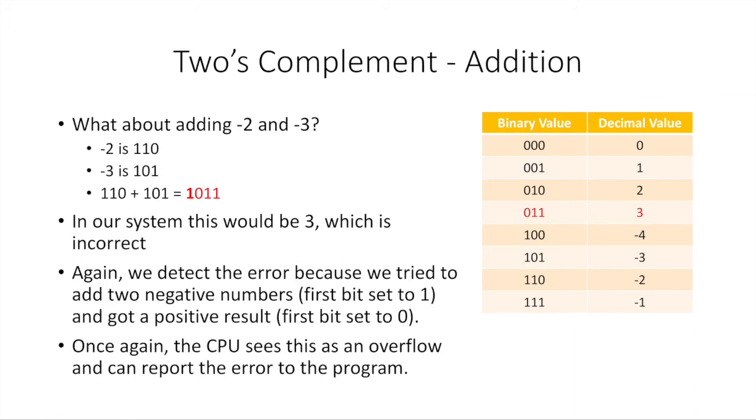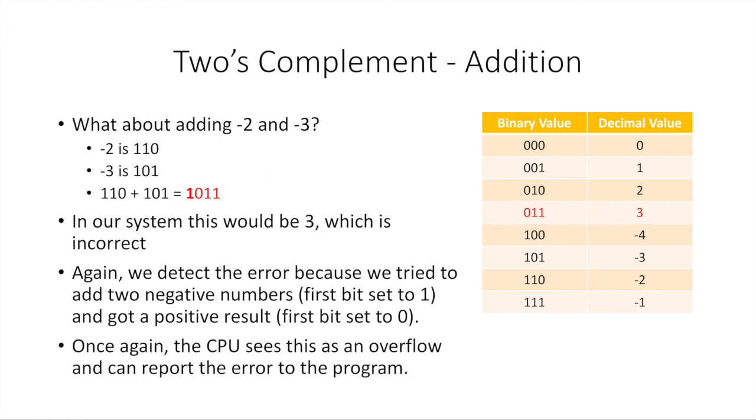We can try with another example. What if we tried to add -2 and -3? Well, -2 is 110. -3 is 101. If we add them together, we get a 1011. And again, because we're in a 3-bit system, we drop that leftmost 1, that bold red 1. So we really end up with 011. The real result is 011. You can see in the table it's highlighted.